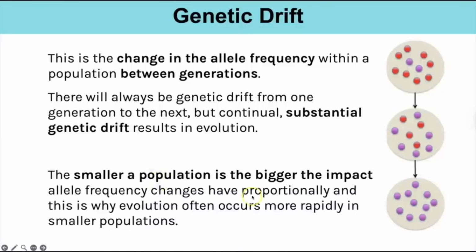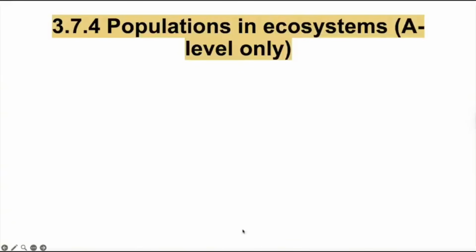And in smaller populations, genetic drift has a bigger impact because if you have a slight change in the number of alleles in a small population, that's a big change in terms of the frequency. Because if you just change 2 out of 10, that's 20% change. If you change 2 out of 100, that's only 2% change. So the smaller the population, the bigger the impact. And that's why smaller populations evolve more rapidly.